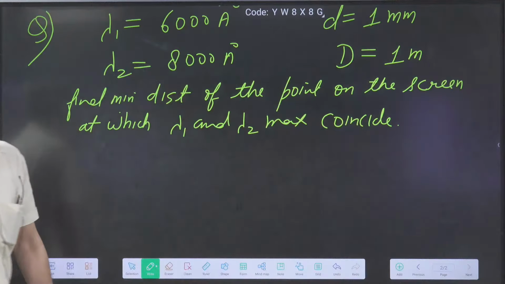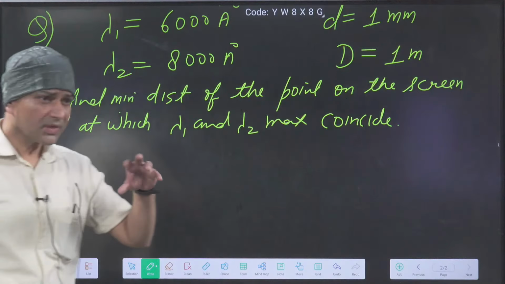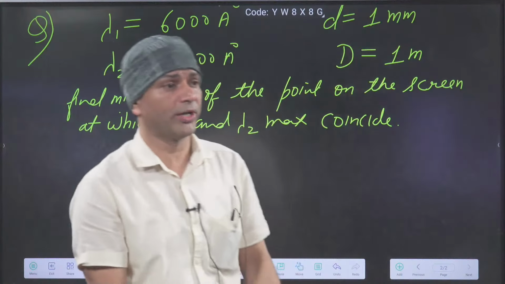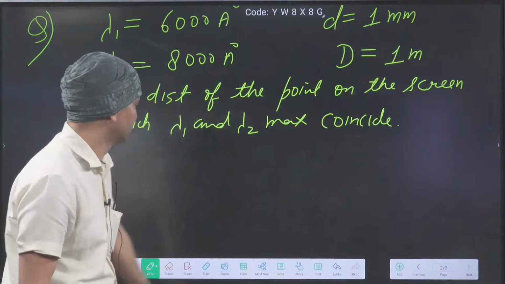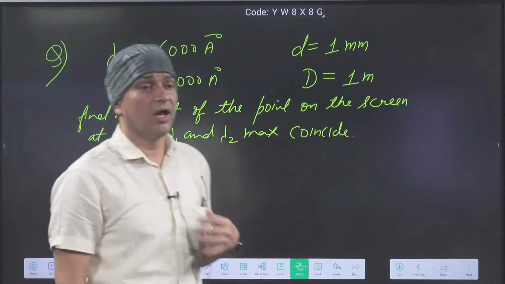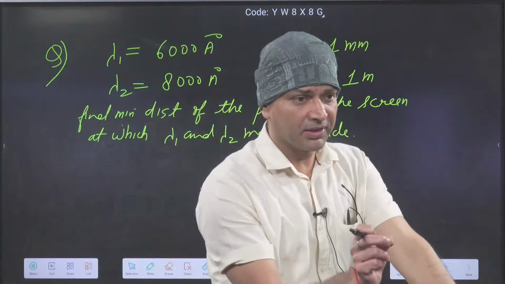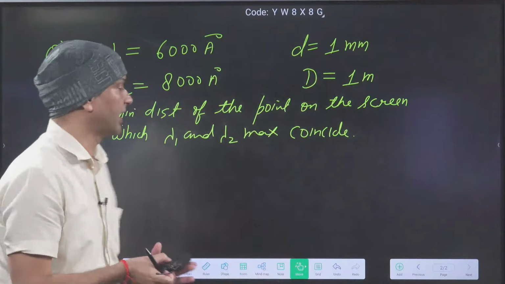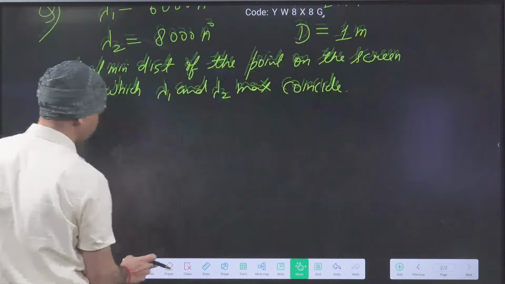Okay, now listen. If the maxima coincide at the same point, then y is the same, so the path difference is the same. Y same means path difference same. Then what can I say? Delta x1 is equal to delta x2.